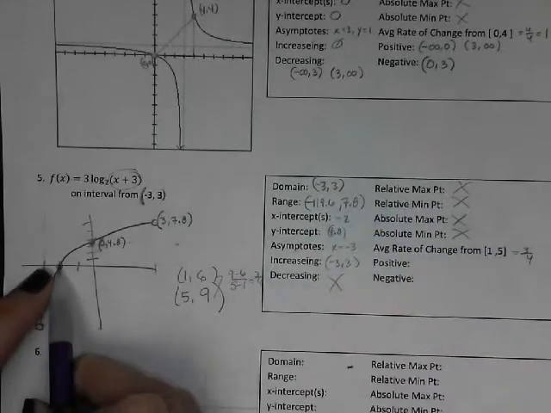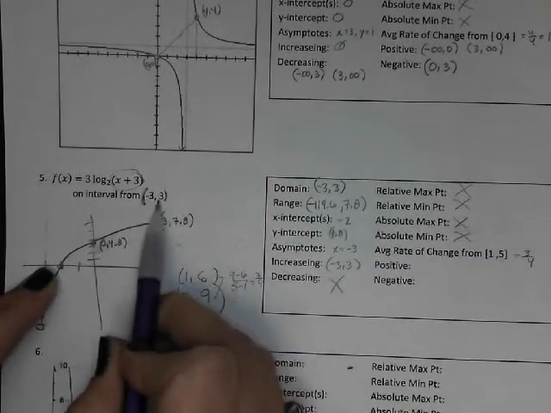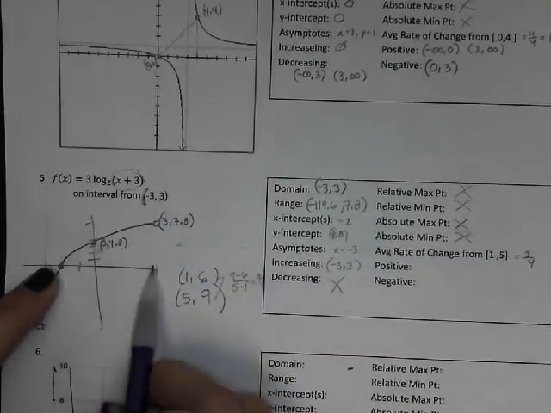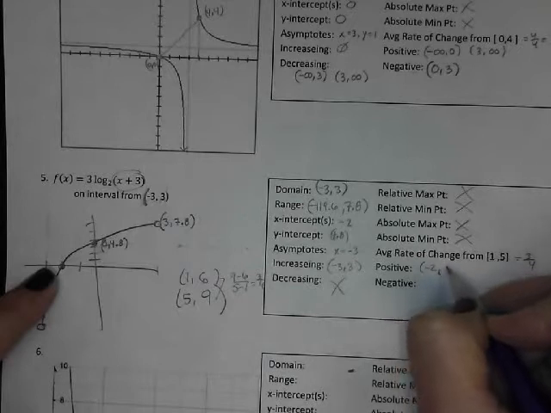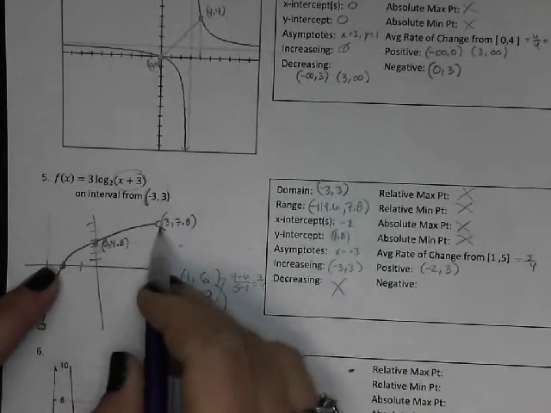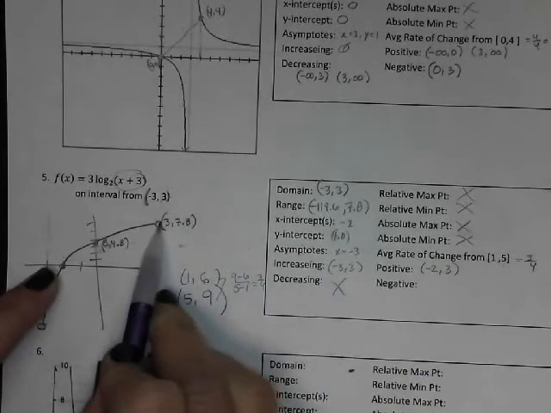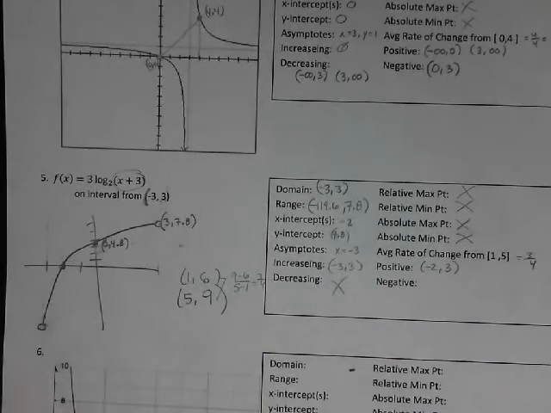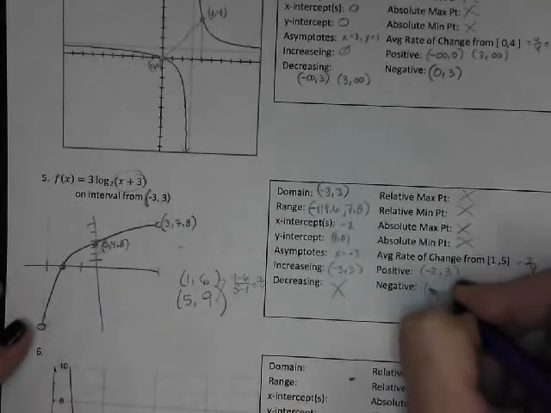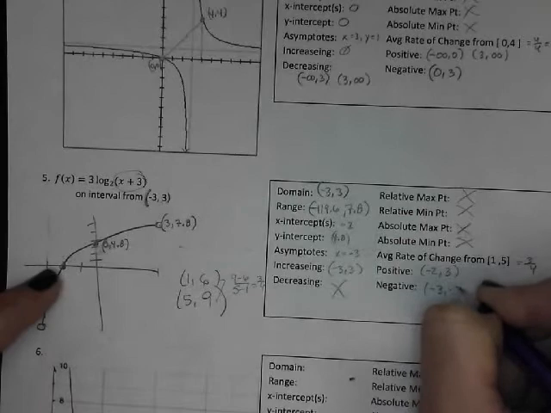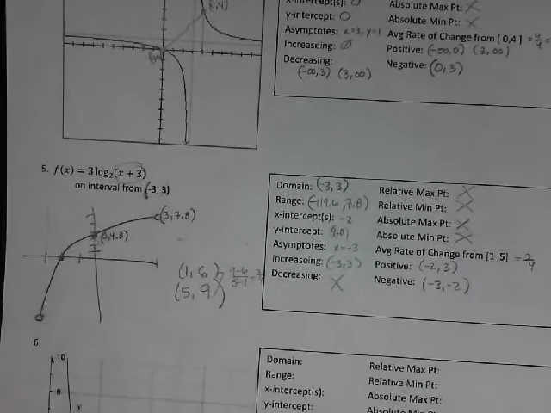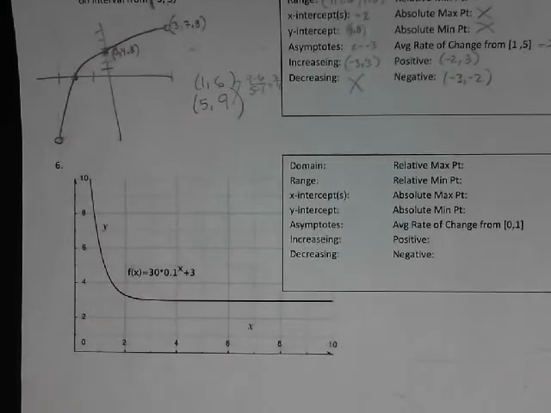The interval is positive from negative 2. We'll go back to this again. From negative 2 up until 3. Not including negative 2, not including 3, only because 3 is open. If 3 had been a closed circle, we would have bracketed that. But then it's negative from negative 3 to negative 2. Okay?